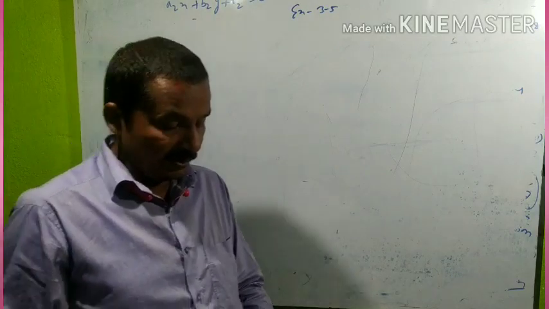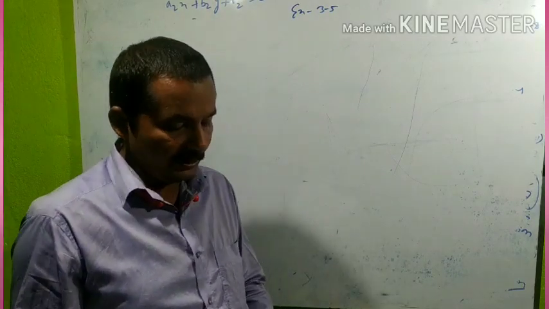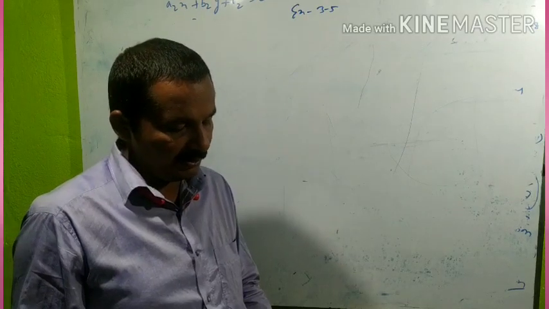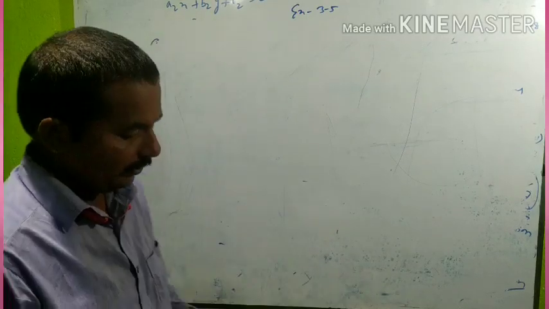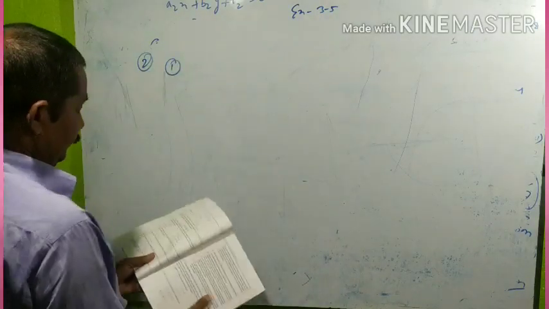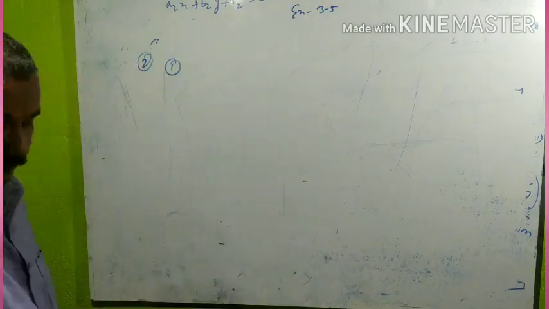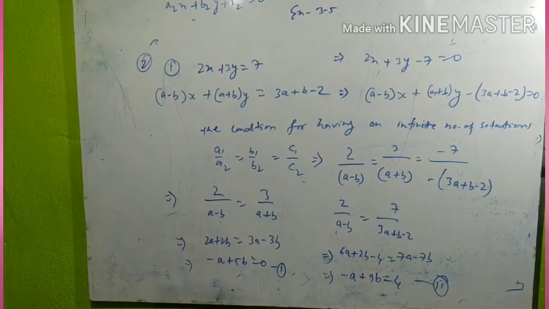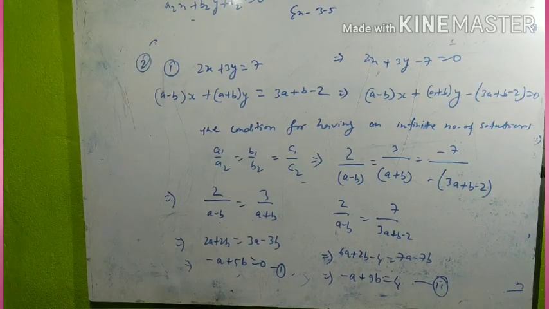Second number, for which value of a and b does the following pair of linear equations have infinitely many solutions? Look here.